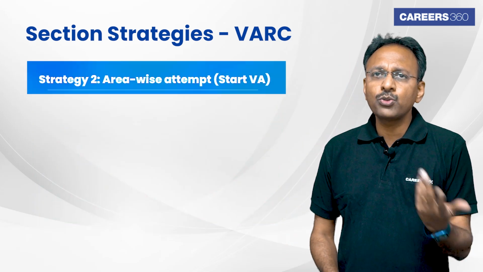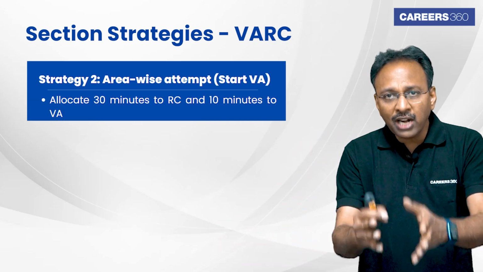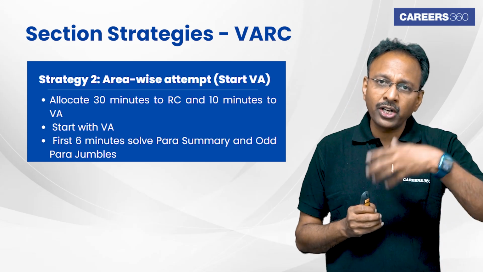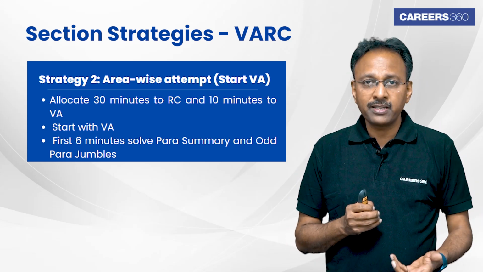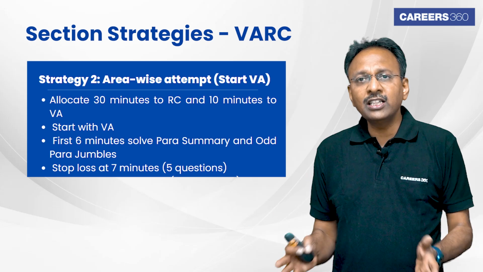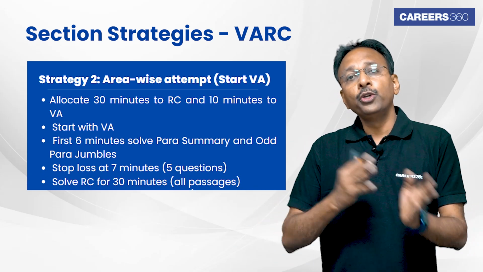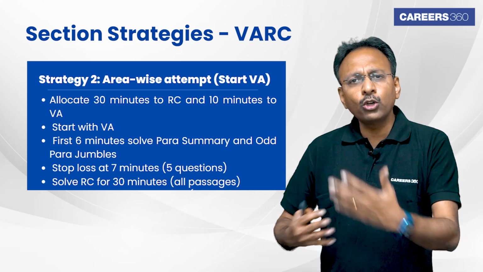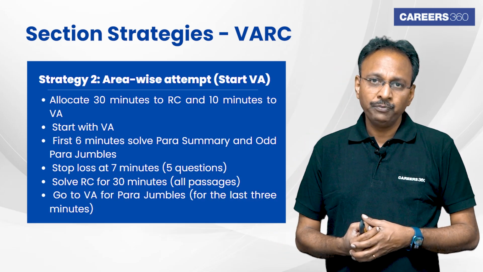The second one is an obvious one. You start with the verbal ability section. The same 30 minutes and 10 minutes, but you start with VA. In this case, I am saying start with your sentence completion or odd parajumbles first in the first 6-7 minutes. If you're able to do it, great. At the 7th minute, stop it. And then spend 28 or 30 minutes on your RC and come back to 1 or 2 questions which possibly will be left out in the verbal section.